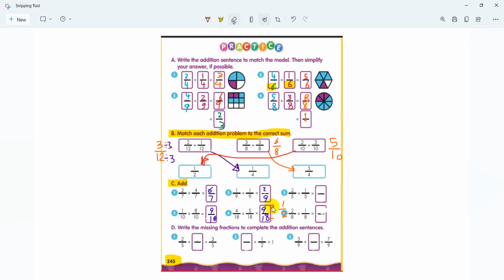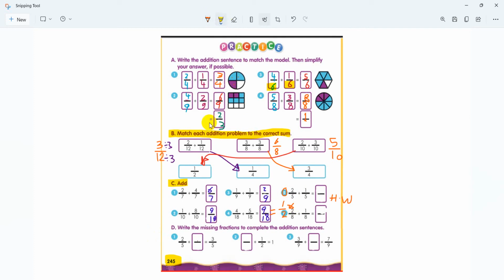Wait a second. Here we can simplify 9/18 into half, 1 over 2. Okay, now 5 and 6 are for you. You can solve them as homework, okay? 5 and 6 here, this one and this one.